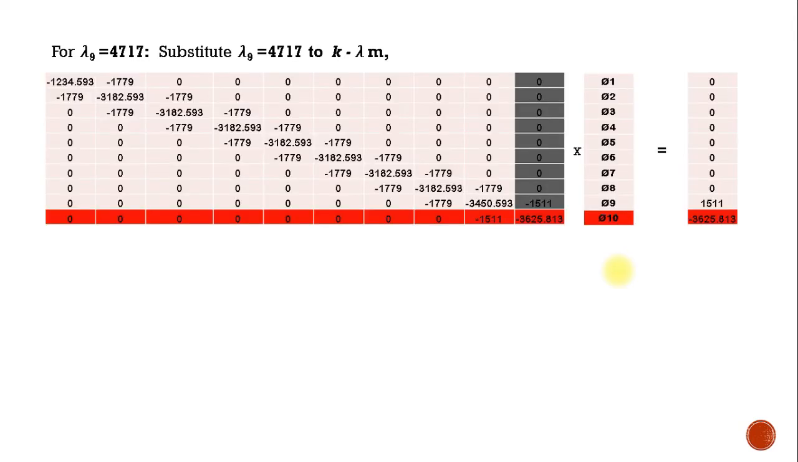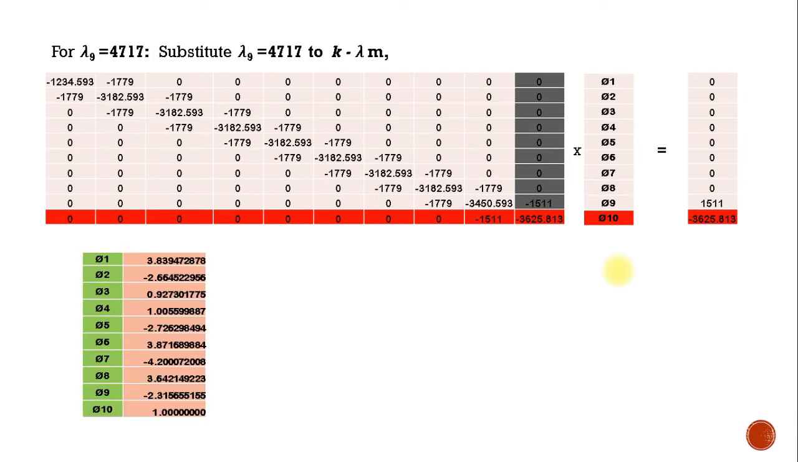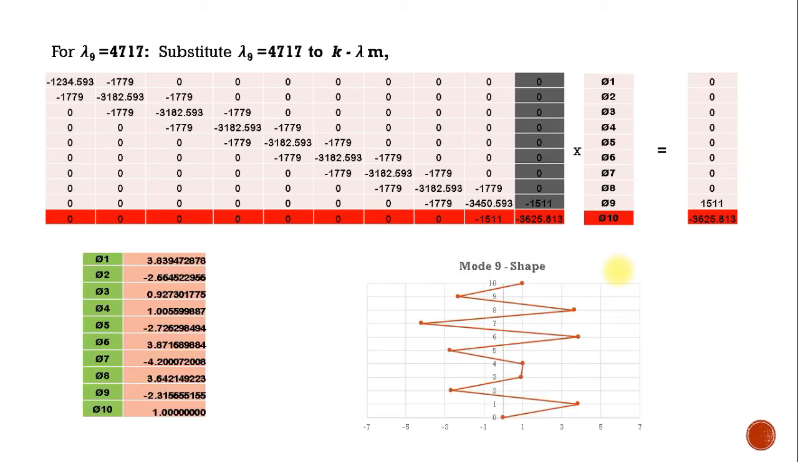For mode 9, the eigenvalue is 4,717. We substitute it into our characteristic equation. The same method applies, and these are the values for the eigenvectors. If you graph it, this will be the appearance of our graph.